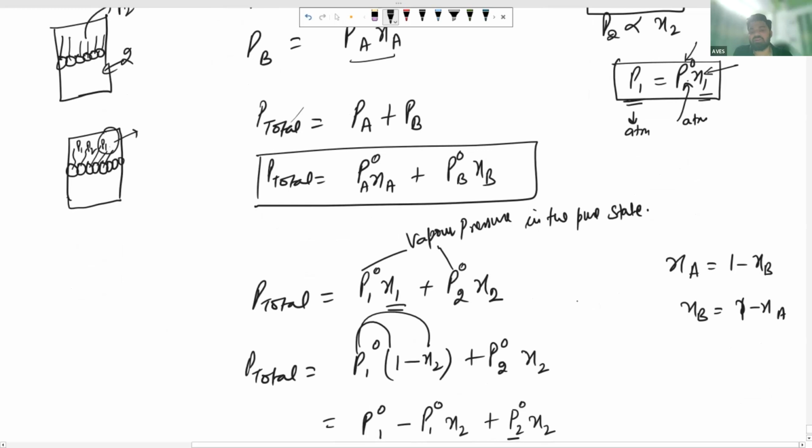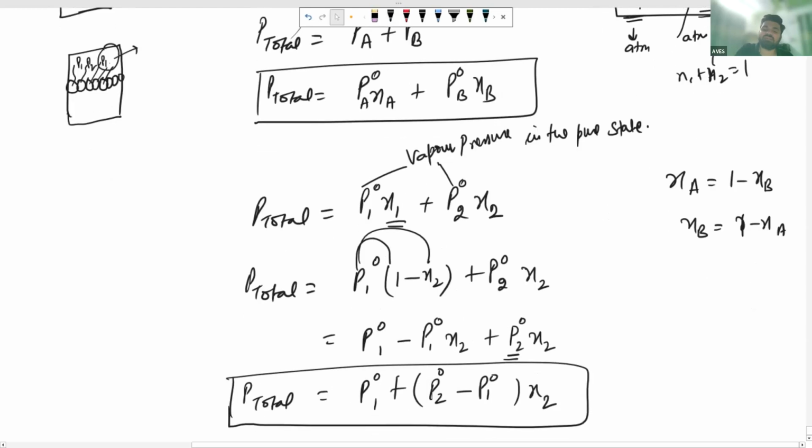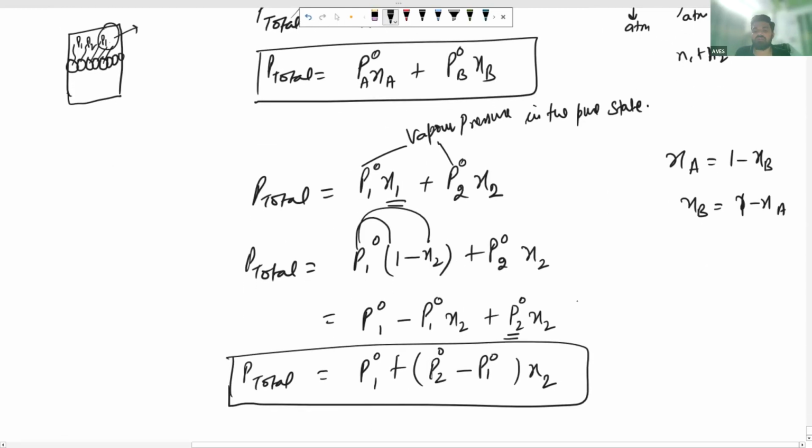We just replace this 1 and 2, because you have written this one in the copy from the printed portion. So you write here P1 naught, and then we replace this X1 with 1 minus X2, because X1 is equal to 1 minus X2. You know the sum of the mole fractions X1 plus X2 will be equal to 1. So we multiply these two, we will get P1 naught minus P1 naught X2. And then we take X2 common from both, and this we write as P2 naught here and P1 naught here. And this is the P total. Now you understood? Yes, sir.